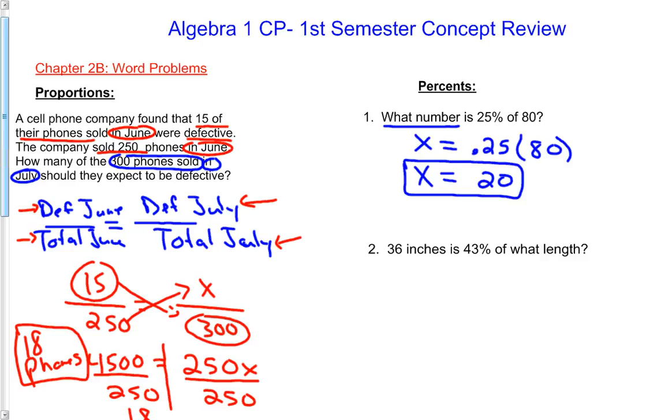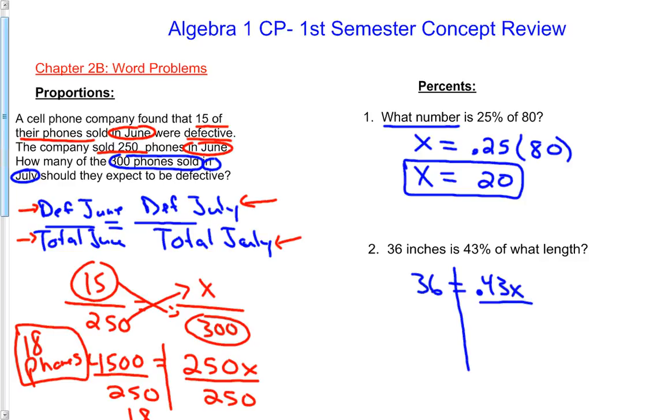36 inches, so 36 inches means equal. 43%, again, take 43 divided by 100 to get the decimal value. Of means multiply. What length? Well, we don't know the length, so I'm going to call it x. All right, so this one, there's actually a little bit more work to do. No parentheses or anything, but there's a little more work to do. I got to get x by itself.